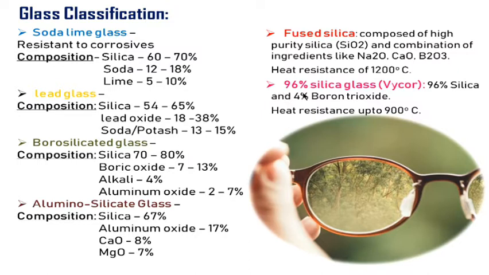Then comes the 96% silica. This 96% silica glass is also called Vycor. Remember them, they may ask you. So this along with 4% boron trioxide would give you heat resistance of up to 900 degrees centigrade. These kinds of glasses are mainly used to make heat resistant glasses.